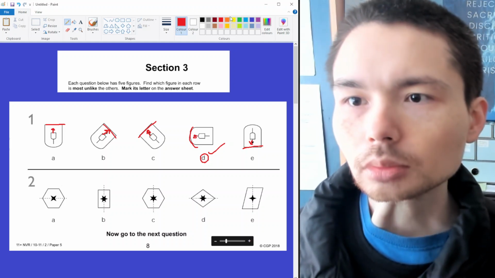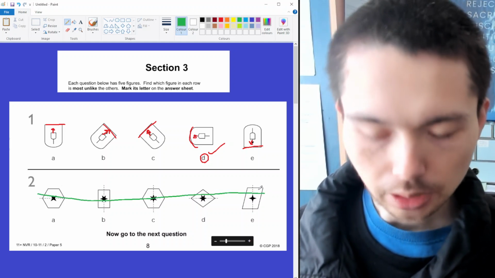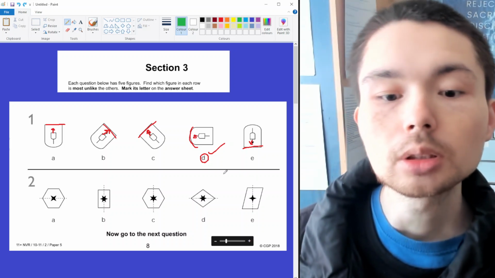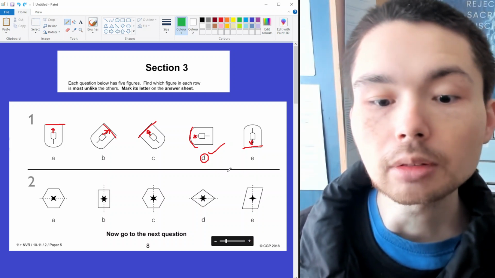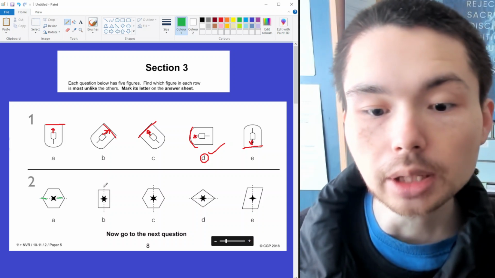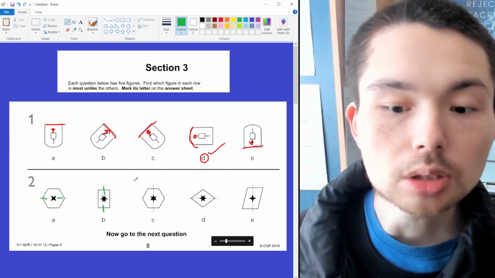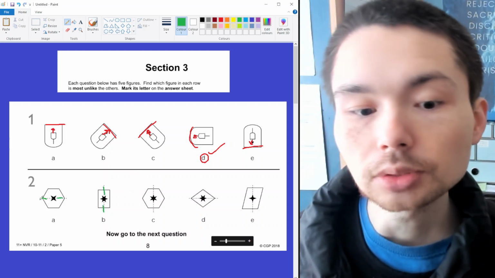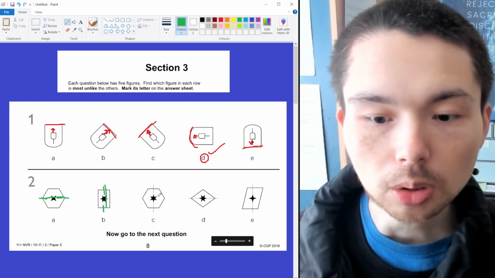Question 2. When I look at this, that is the first step with these kinds of questions. Glance at them quickly and then find a feature to compare. When I look at this, the dotted line really stands out. Whenever you see a dotted line, think of it like a line of symmetry. That's exactly what we have here.